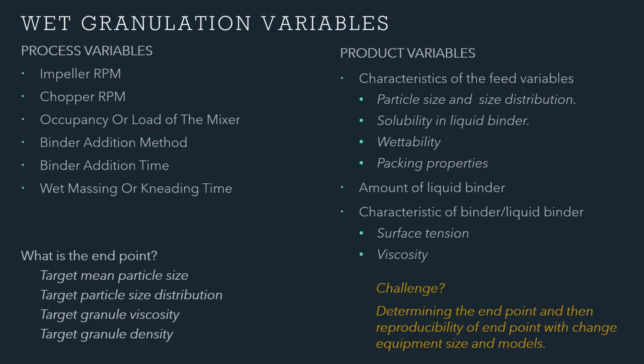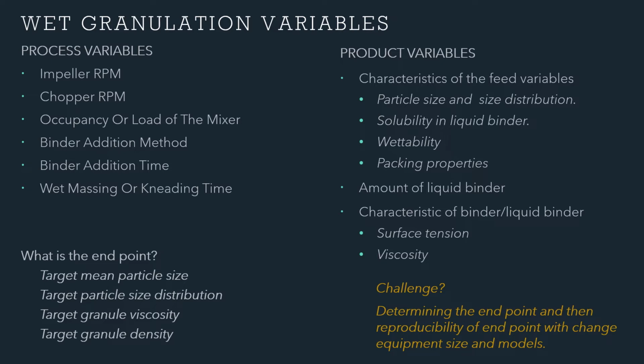Before going to the scale-up parameters, let's briefly discuss what the wet granulation variables are. Variables can be classified into two parts. First is the product variables, the second is the process variables. Product variables mean formulation variables, the feed material, whatever material we are using for granulation. So the characteristics of the feed, like particle size distribution of the active substance and excipients, and solubility in liquid binder, which means what is the insoluble phase and what is the soluble phase.